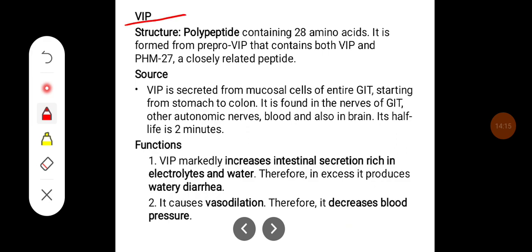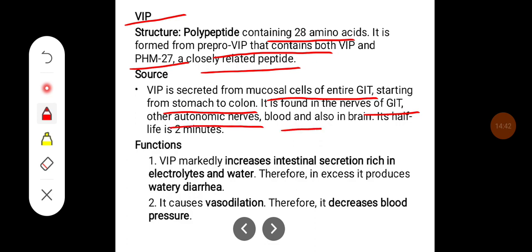Coming to vasoactive intestinal peptide, it contains 28 amino acids and is formed from pre-pro VIP that contains both VIP and PHM27, a closely related peptide. VIP is secreted from the mucosal cells of the entire GIT, starting from the stomach to the colon. It is found in the nerves of GIT, the other autonomic nerves, blood, and also brain. The half life is around 2 minutes.